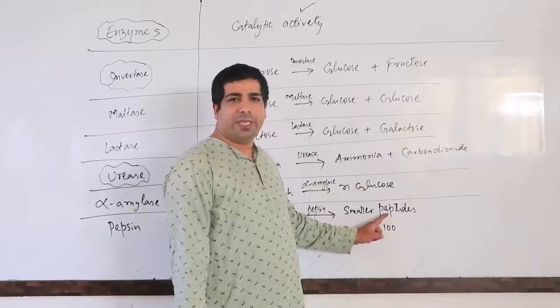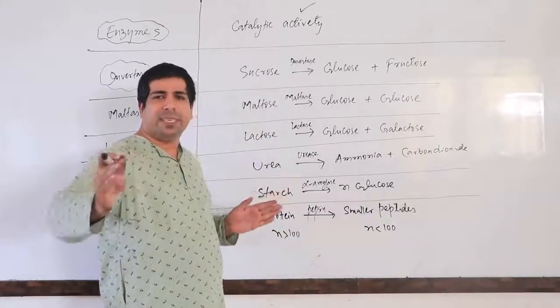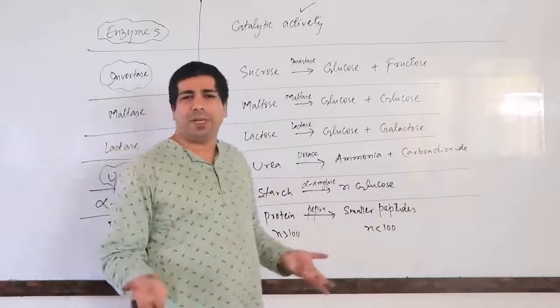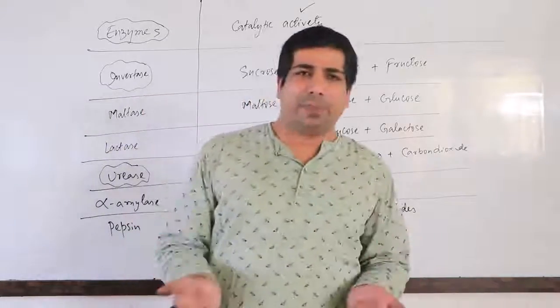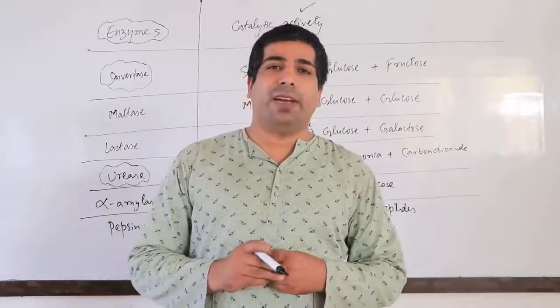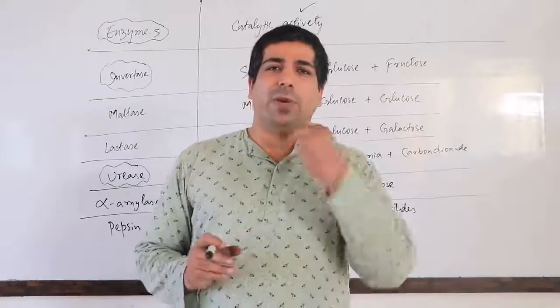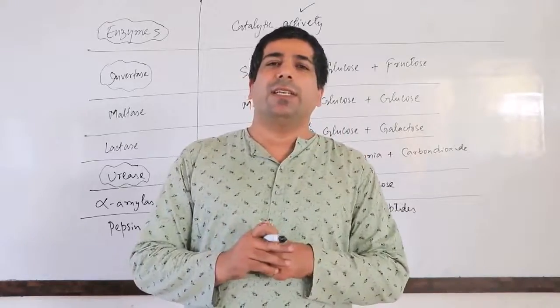Which means if the protein is broken into many fragments, some fragments will have 10 amino acids, which is a peptide called a decapeptide. If some fragments have 5 amino acids, we call it a pentapeptide. If it has 2 amino acids, we will call it a dipeptide.